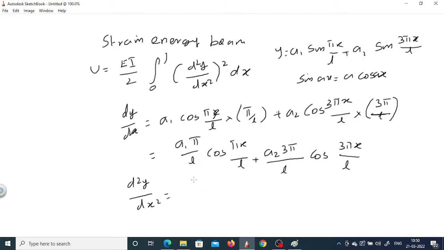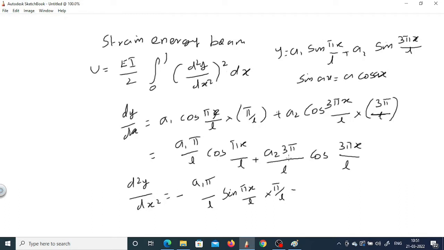So here you see the term, I can introduce minus a1 pi divided by l into the cos term, differentiated with respect to x, which converts into minus sin. For that reason, in front of the term I introduce a minus symbol. After that, sin pi x by l into again pi by l, which is the differentiation formula.